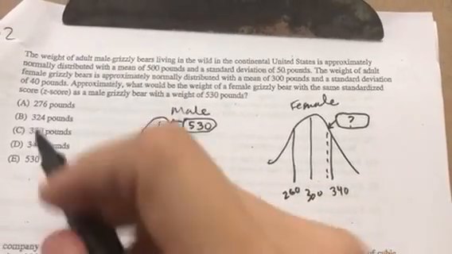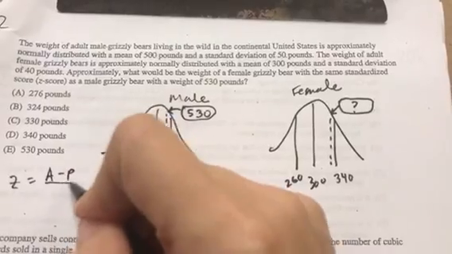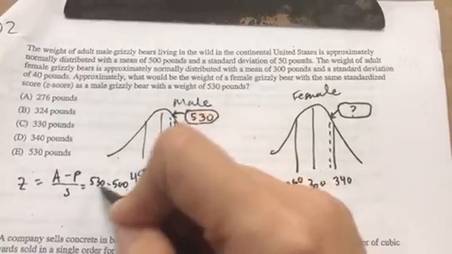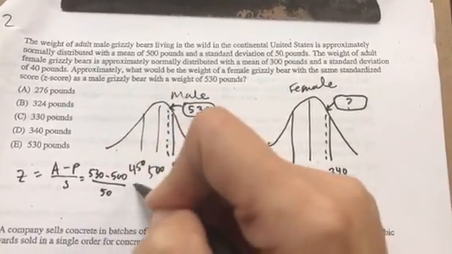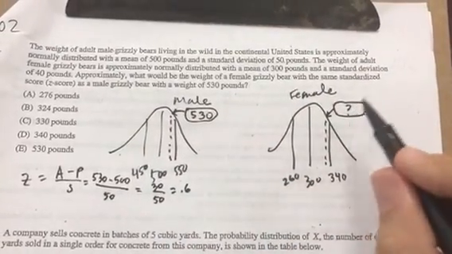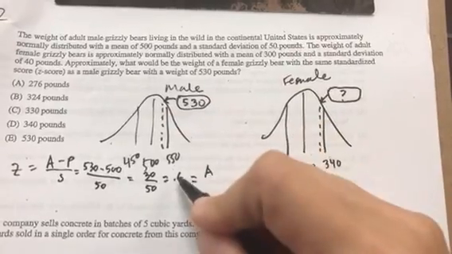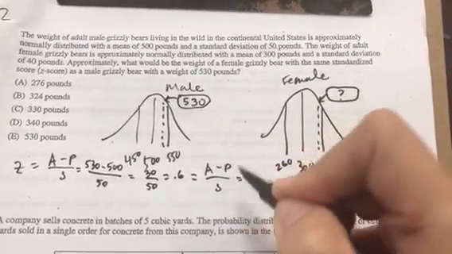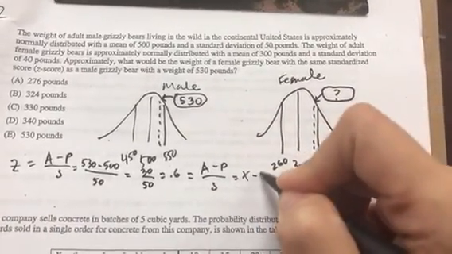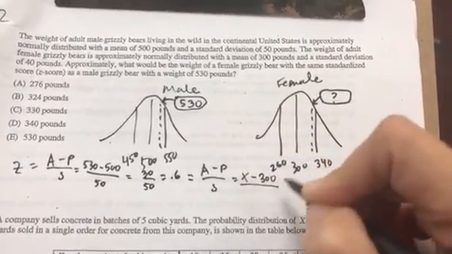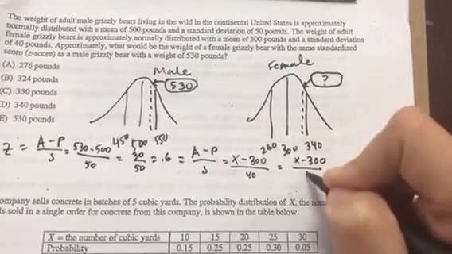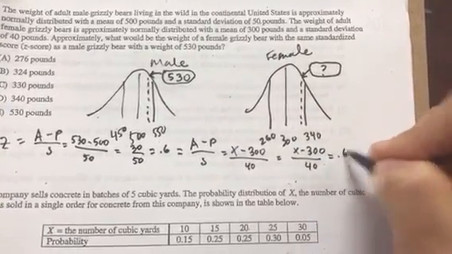So let's take a look. I can use the Z-score formula. So the actual weight of the bear is 530. We'd predict for him to weigh 500, over the standard deviation, which is 50. So we get 30 over 50, which is 0.6. Now they're saying, what if a female had the same Z-score of 0.6? Let's do her. Her Z-score is also 0.6. And her actual weight, we don't know. We predict her to be 300 pounds, and her standard deviation is 40. And so x minus 300 over 40 has to equal a Z value of 0.6 because we get the same.